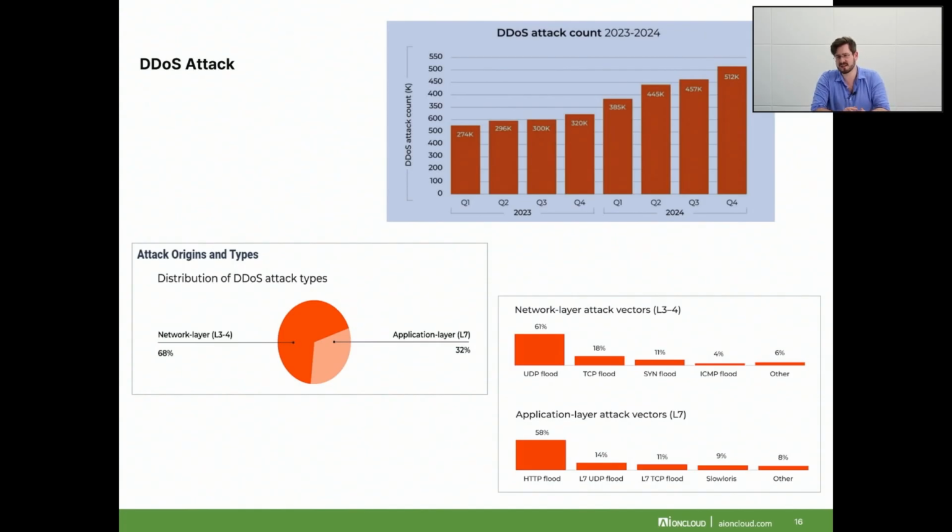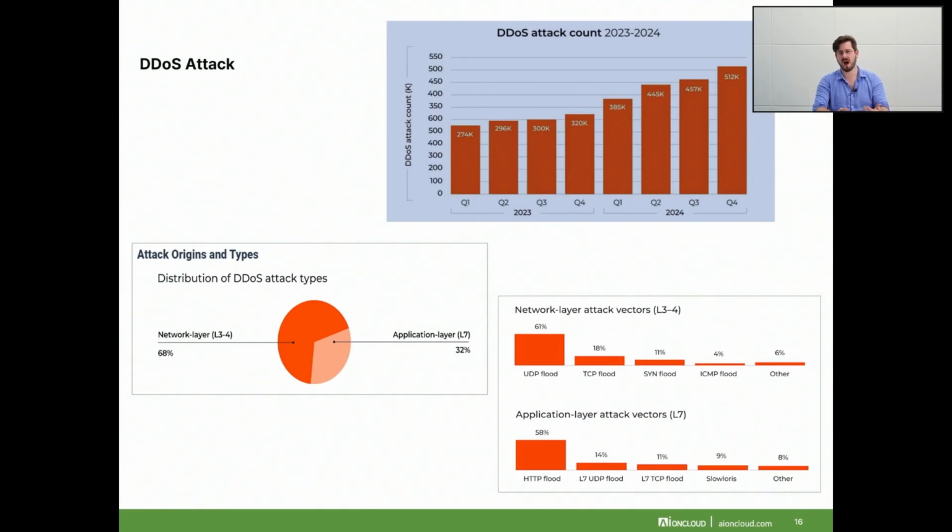Now, another type of attack that is very common is the DDoS attack. The number of attacks has risen by 50% every year for the past 2 years. And in the OSI model, DDoS attacks can target two primary layers: the network layer, specifically layers 3 and 4, or the application layer, layer 7. The issue is web application firewalls traditionally only protect layer 7 against application DDoS attacks.